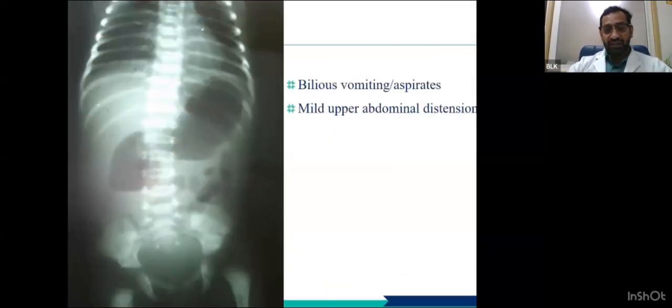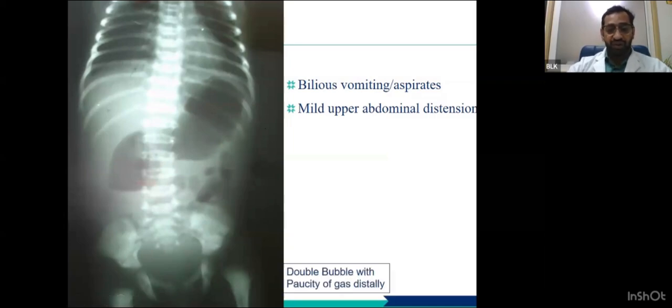Okay, now this is another case scenario. Again, the presentation is very similar. This child presented with complaints of bilious vomiting. There's a mild upper abdominal distension. There's a double bubble sign. There's a dilated stomach, dilated duodenum, but it's not a gasless abdomen. There are small patchy gases seen in the upper abdomen, but there's no gas in the pelvis. So sometimes you get such a picture where you will have a double bubble sign and there is a paucity of gas distally.